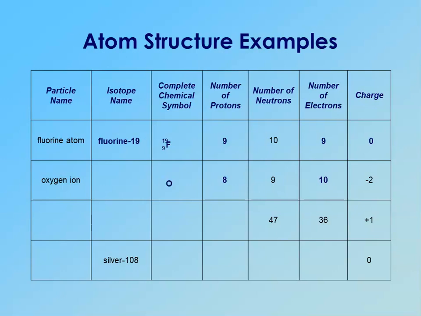The symbol will be represented by the element O, the atomic number 8, its protons, in the bottom left-hand corner. 8 plus 9 gives me my mass number, 17, the protons plus the neutrons. And this time I absolutely have to write the charge because it is an ion.